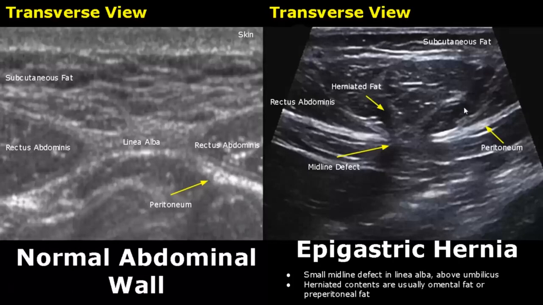And over here we have an epigastric hernia. There is a small midline defect in the linea alba right here, above the umbilicus. We can see herniated fat protruding through this defect. Usually omental fat or preperitoneal fat is the herniated content in epigastric hernia.